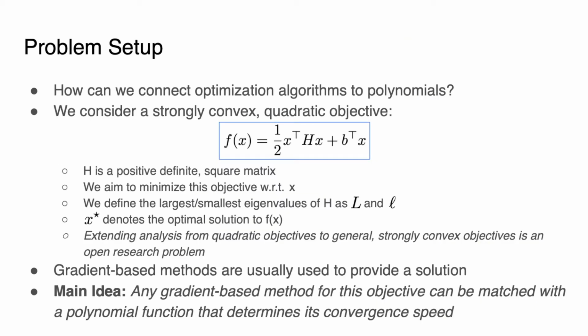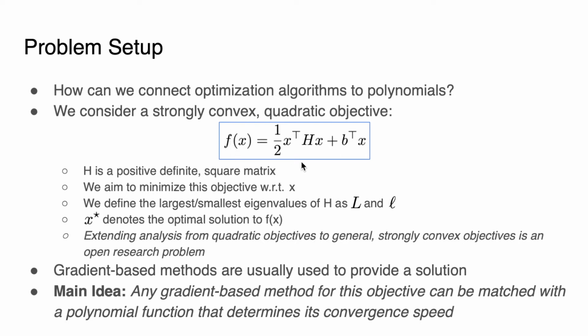Now that we have some general motivation for using polynomials to analyze optimization algorithms, we can consider the objective that we'll be looking at in this video, which is given by this strongly convex quadratic objective here. Interestingly, this objective is very conducive to analysis with polynomials because its form generally gives rise to some polynomial form. And interestingly, extending analysis with polynomials from such a quadratic objective to more general objectives is an open research problem and in many cases is very difficult.